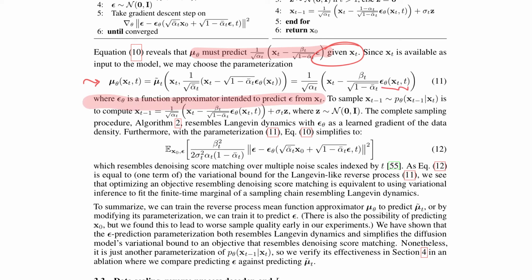Now let's read this part. To sample xt minus 1, this is what you want to do. You compute xt minus 1 based on this formulation, in which z is sampled from the Gaussian distribution with 0 and I, and epsilon theta is the parameterized version that's going to basically predict epsilon from xt and the time step t.